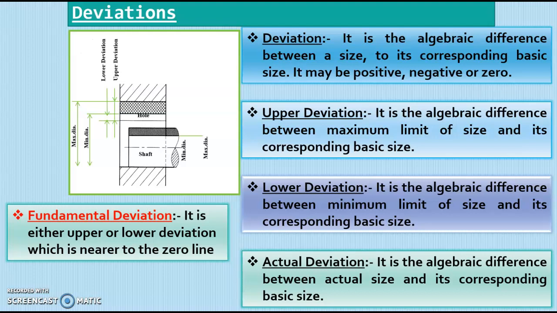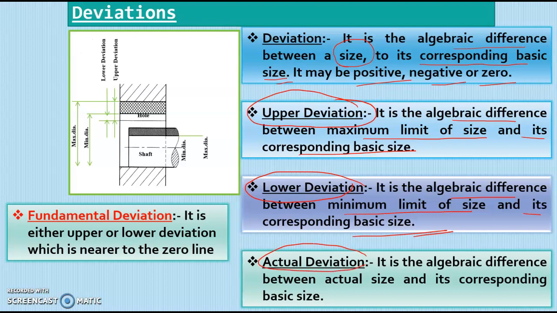The deviation is defined as the algebraic difference between a size, the size under consideration, and its corresponding basic size. The value of this deviation may be positive, negative or zero. Then what is upper deviation? Upper deviation is the algebraic difference between the maximum limit of size, or the upper size, and the corresponding basic size. Similarly, the lower deviation is the algebraic difference between the minimum limit of size, or the lower limit of size, and its corresponding basic size.